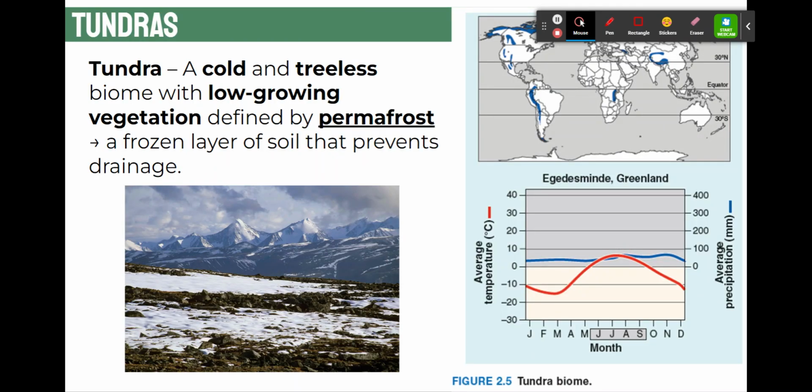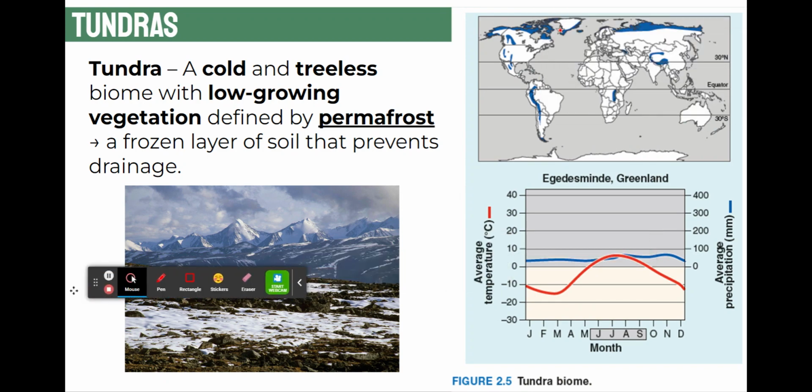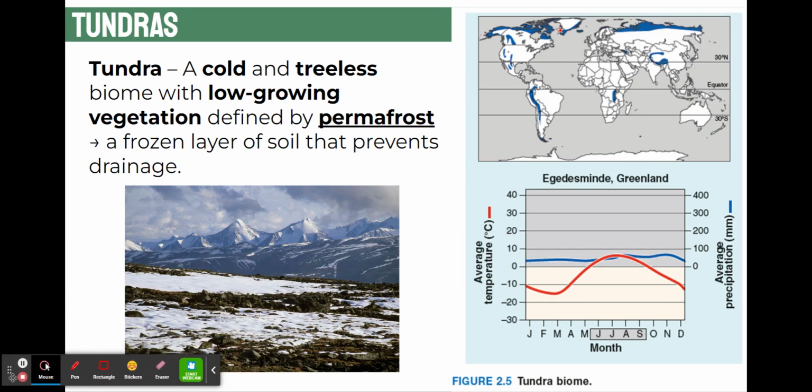So let's start off with the very northernmost part, which extends into different parts of the globe, which is the tundra. It's a cold and treeless biome with low-growing vegetation defined by a permafrost. A permafrost is a frozen layer of soil that prevents drainage and also prevents any heavily rooted trees from being able to grow there, which is why it's treeless.